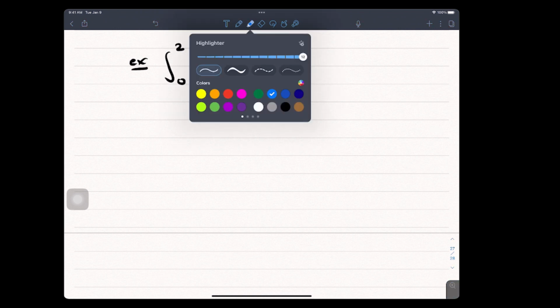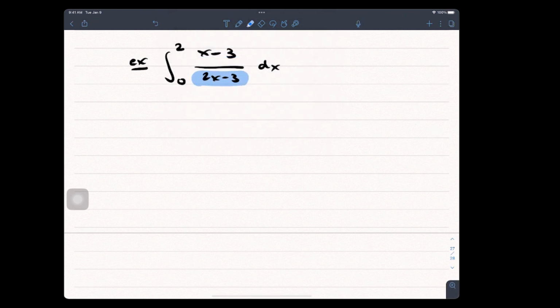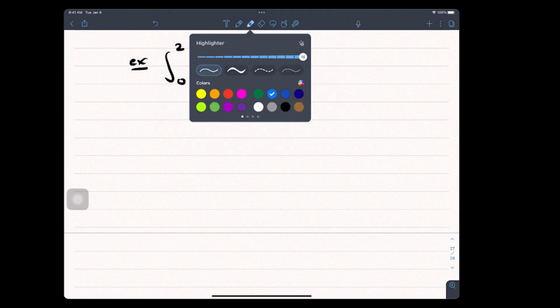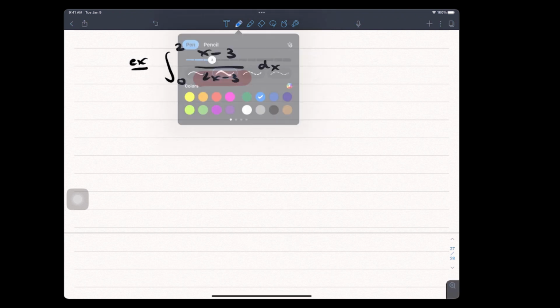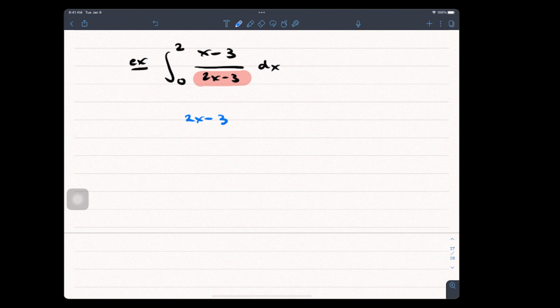This is actually the third case, I think. Go to the denominator here. What do you know about this denominator? Where's my vertical asymptote? 2x is 3, so x is 3 halves, which is 1.5. What do you know about your interval? 0 to 2. So this is actually the third situation.